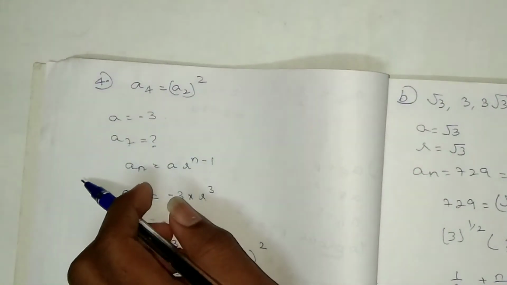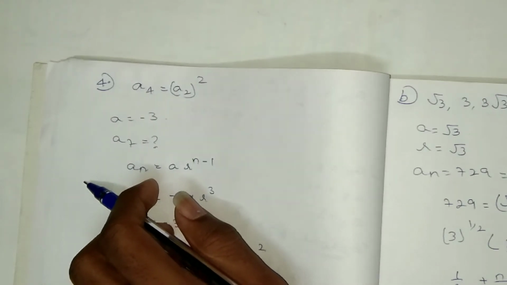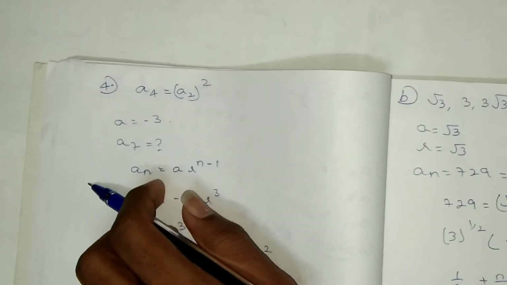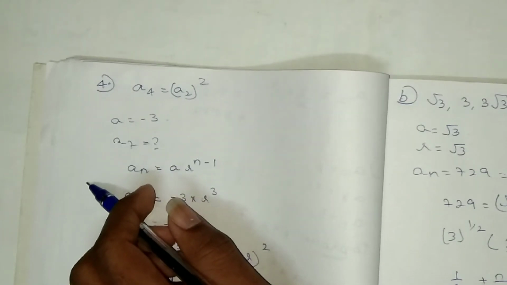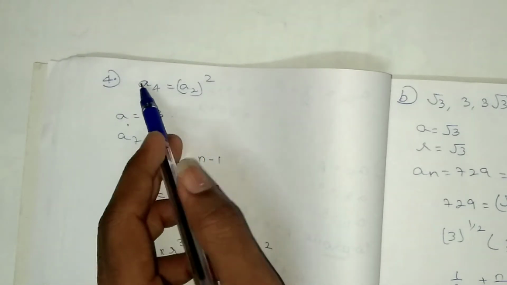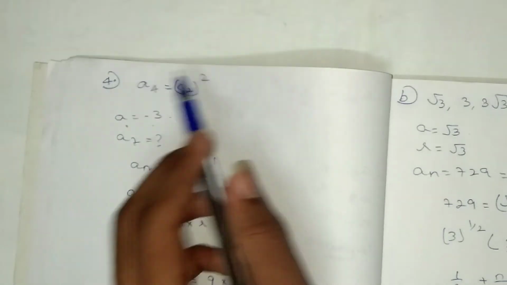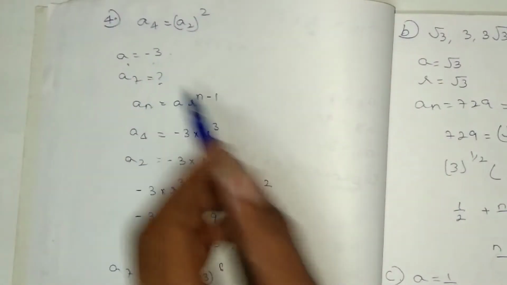Now in the fourth question they have said the fourth term of a GP is the square of its second term and the first term is minus 3. Determine the seventh term. They have given the first term as minus 3. They have given that a4 is equal to a2 squared. So they have asked us to find the a7.